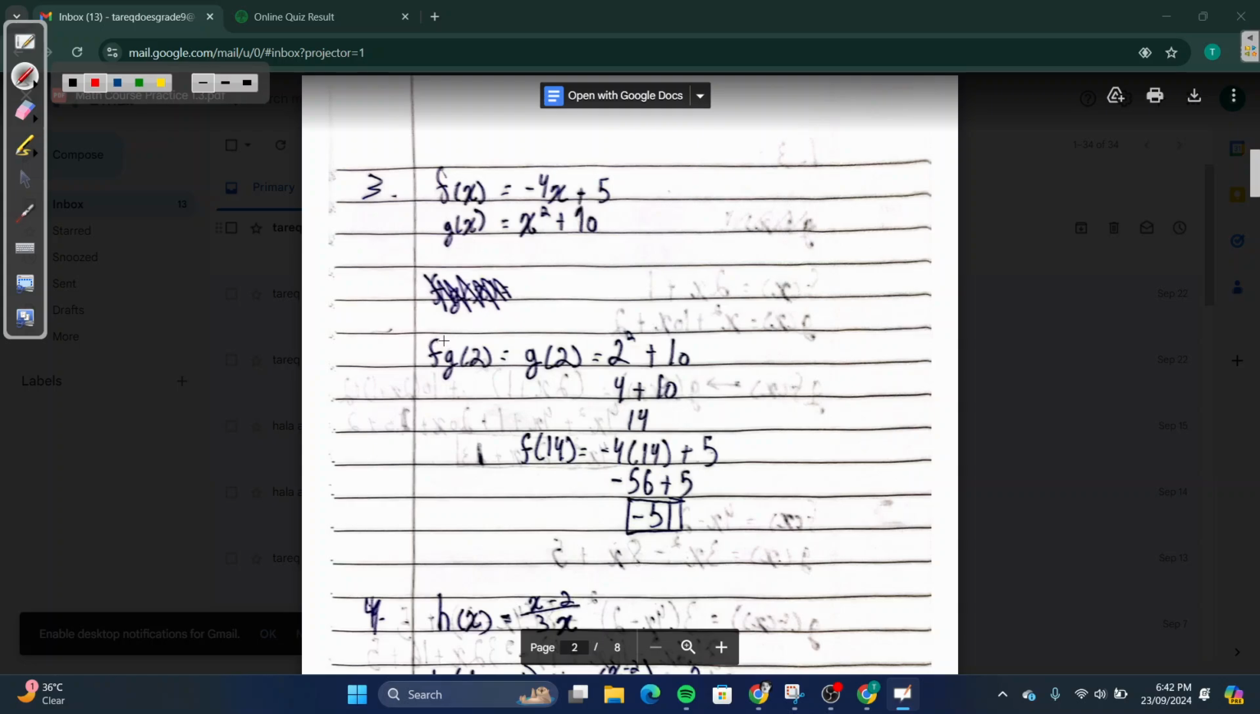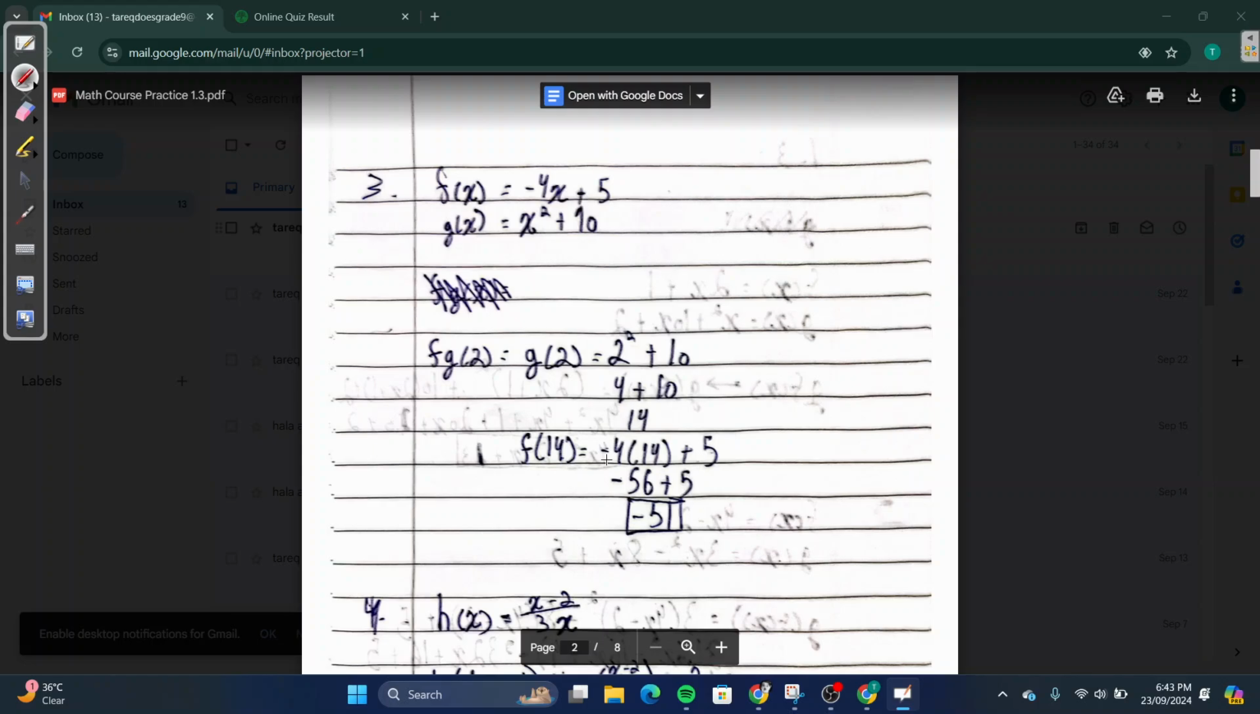When they tell you f of g of x or f of g of like a number, say 5 here instead of 2, first you want to do the function in the brackets first. So always write it down in brackets. I don't know why I didn't here. So you always do g of 2 first, so you put down 2 instead of your x, 2 squared plus 10, which would give us 4 plus 10, 14. Now you substitute the value we got into their function f. So 14, we take it down to our next function, the one outside of the brackets, f of 14 equals negative 4x, so negative 4 times 14, plus 5.